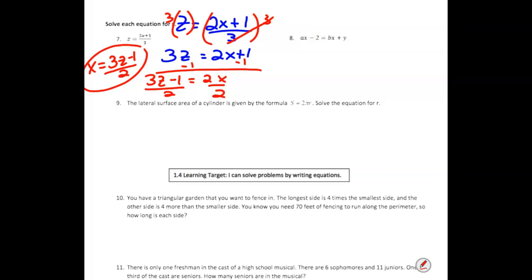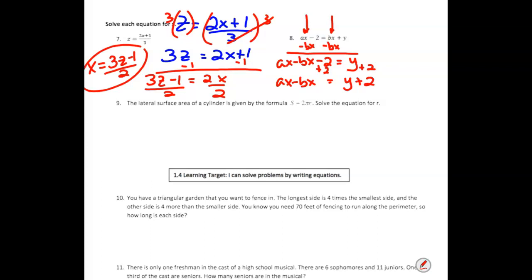Question 8, it's asking us again to solve for x, but notice that there are 2 places where there is an x. For this type of question, we have to get the x's onto one side. So I'm going to subtract bx over to the other side. So I have ax minus bx minus 2 equals y. Then I'm going to get rid of that 2 because I want just terms that have an x on them on the left side. So I'm going to add the 2 over. So I have ax minus bx equals y plus 2.